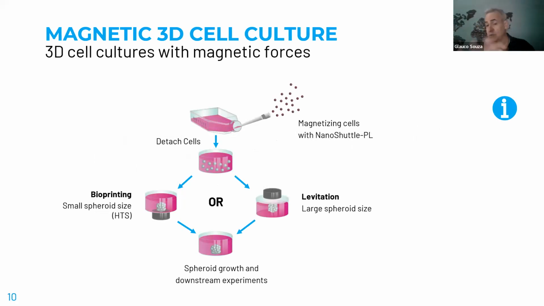Then you follow exactly the workflow that you normally use: detach cells, count, and then you can place the magnetic field on the bottom, which we call bioprinting. You have a cell repellent surface, and externally you put the magnet on the bottom, and the cells focus. Or you can put the magnetic field on top, and the cells levitate from the bottom and generate a 3D cell culture.